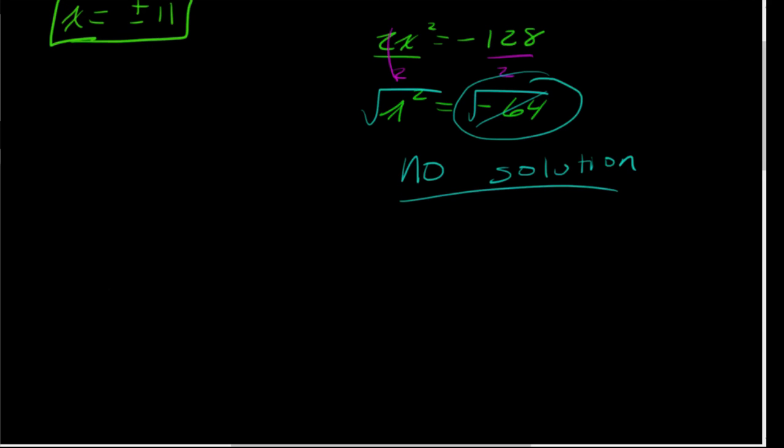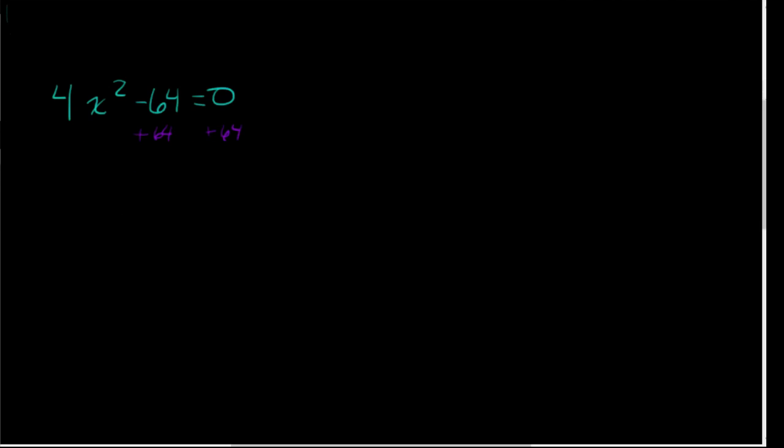Alright, number 18 gives us 4x squared minus 64 is equal to 0. So I'll add 64 to both sides. Those will cancel out. I'll be left with 4x squared is equal to positive 64. Now here's where a lot of people took the square root, but you cannot do that yet. Reverse PEMDAS, we have to divide by 4.